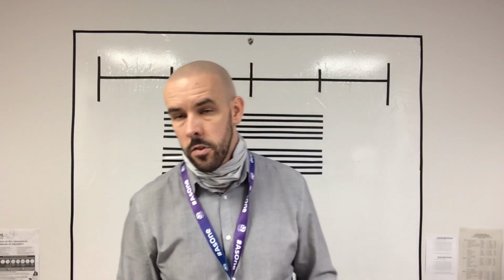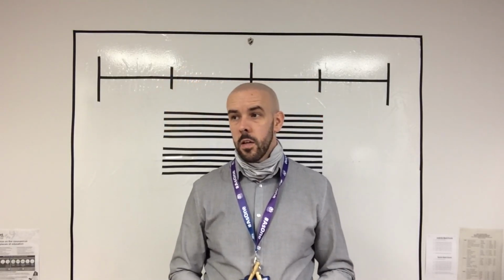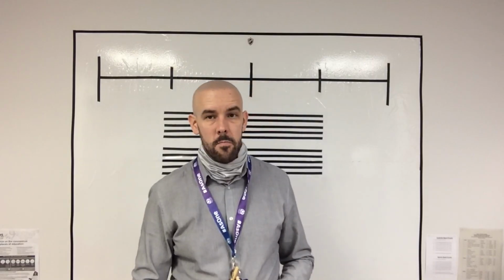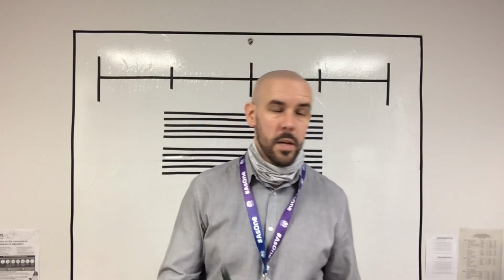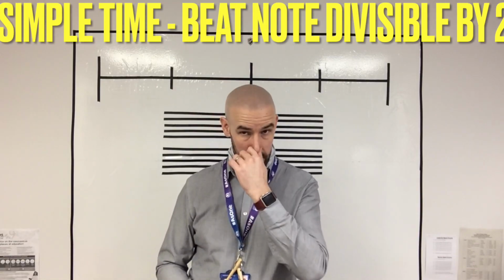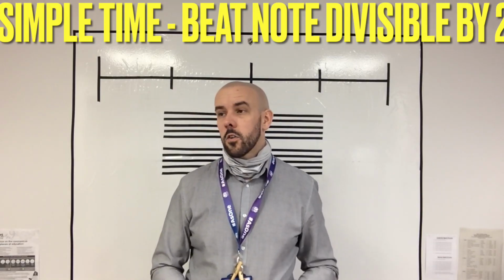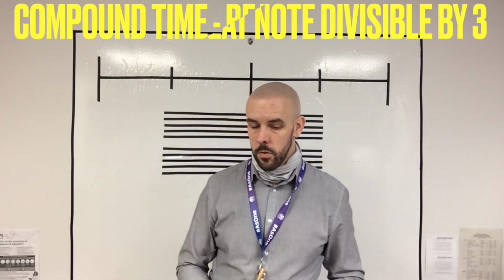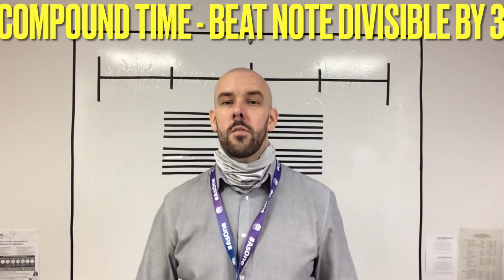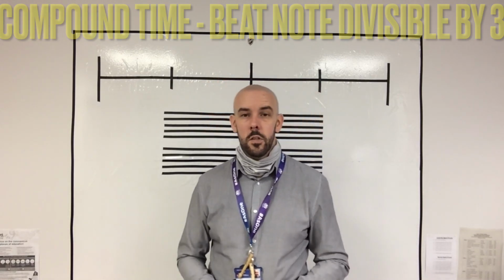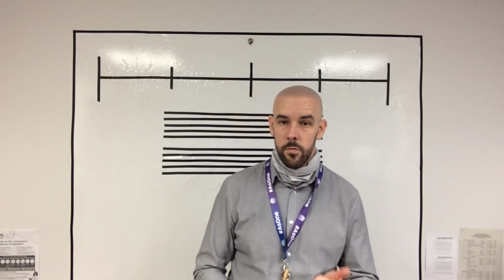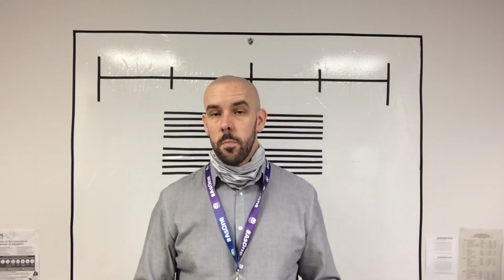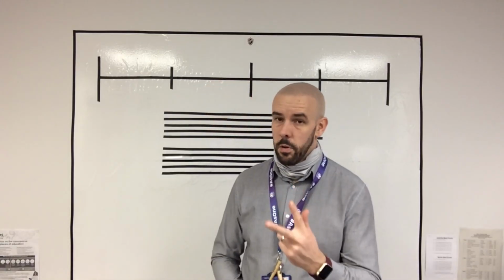And think back to our simple and compound time lesson, where simple time is a group of notes, or a tune, where the beat note is divisible by two notes of equal or lesser value. And compound time was when the beat note is divisible by three notes of equal or lesser value. So our simple time signatures: 2/4, 3/4, 4/4. Compound time: 6/8, 9/8, 12/8.